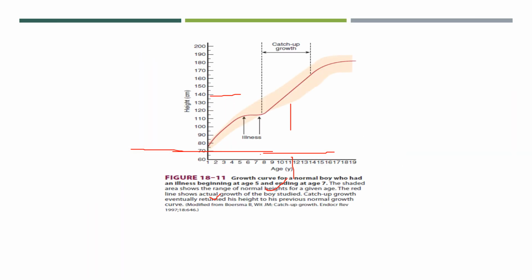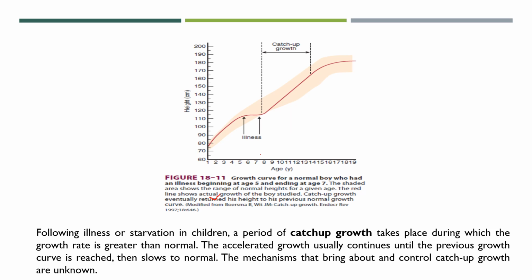Now come to another important term, that is catch-up growth. Following illness or starvation in children, a period of catch-up growth takes place during which the growth rate is greater than normal. The accelerated growth usually continues until the previous growth curve is reached, then slows to normal.